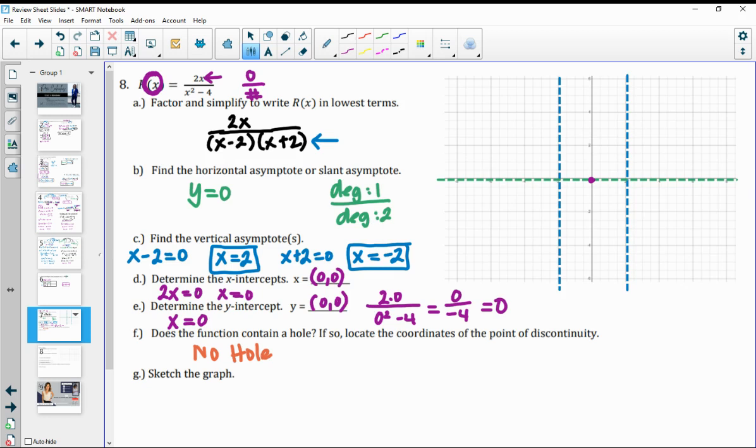And so you could just plug this into your calculator to see where these branches go. Just make sure you put parentheses around the top and bottom. And I actually wouldn't put in the factored form if you're typing this in your calculator. I would go y equals parenthesis 2x parenthesis divided by parenthesis x squared minus 4. And then you'll see that your branches are down here. And then here.